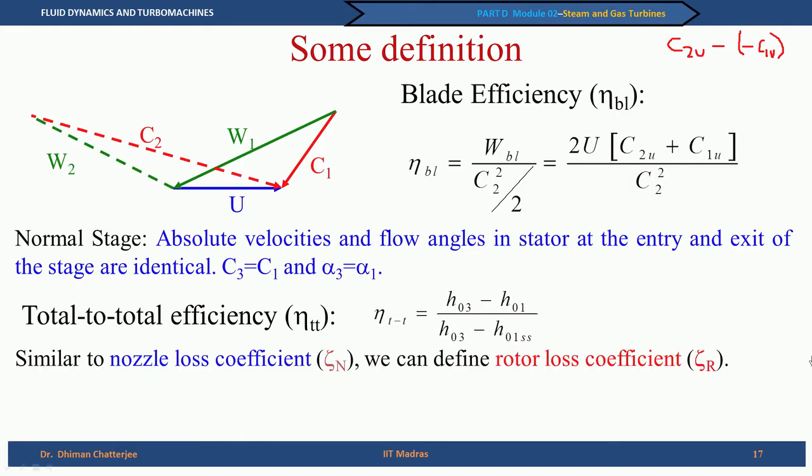Similar to nozzle loss coefficient zeta n, we can also define rotor loss coefficient zeta r as follows. We can say that if zeta n is nothing but H2 minus H2s by C2 square by 2, then zeta r will be H1 minus H1s, which reflects how much of the enthalpy is lost, divided by the corresponding velocity in case the rotor is rotating. So, we can talk in terms of the relative velocity W1 square by 2, which comes out of the rotor exit.